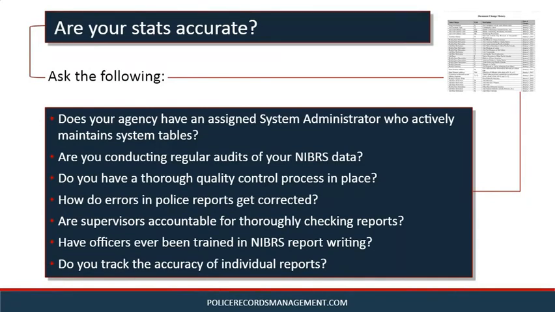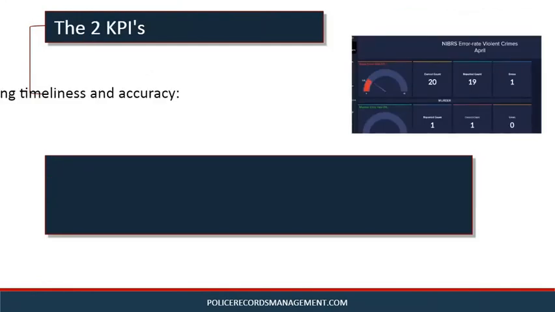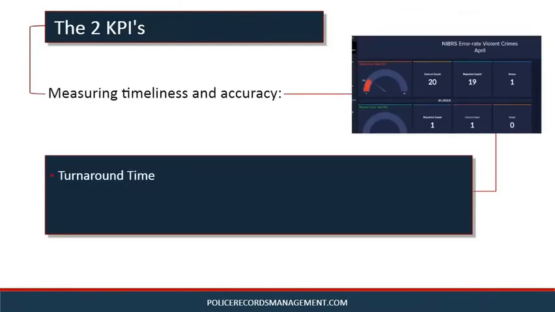Do you have some mechanism for tracking what are called key performance indicators, KPIs? And in the world of records, there are two absolute must-have, must-do KPIs. And this too is another area that I see neglected, that many, if not most, police agencies do. They don't do these two key performance indicators.